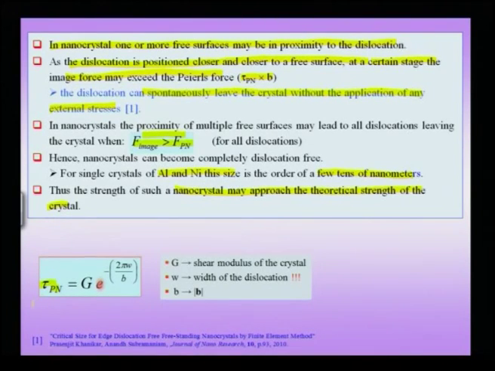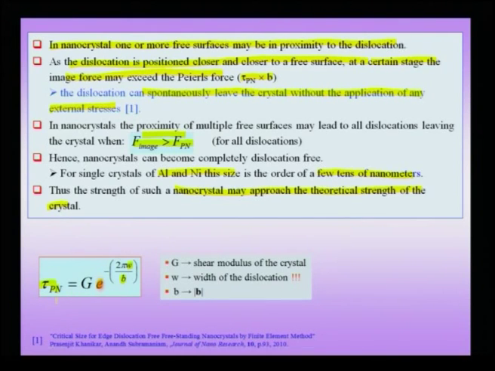A few points have to be made about the Peierls-Nabarro stress or the Peierls stress. This of course is the original formula I am citing here, going back to Peierls and Nabarro. Here you see that it goes exponentially with the width of the dislocation and the Burgers vector.